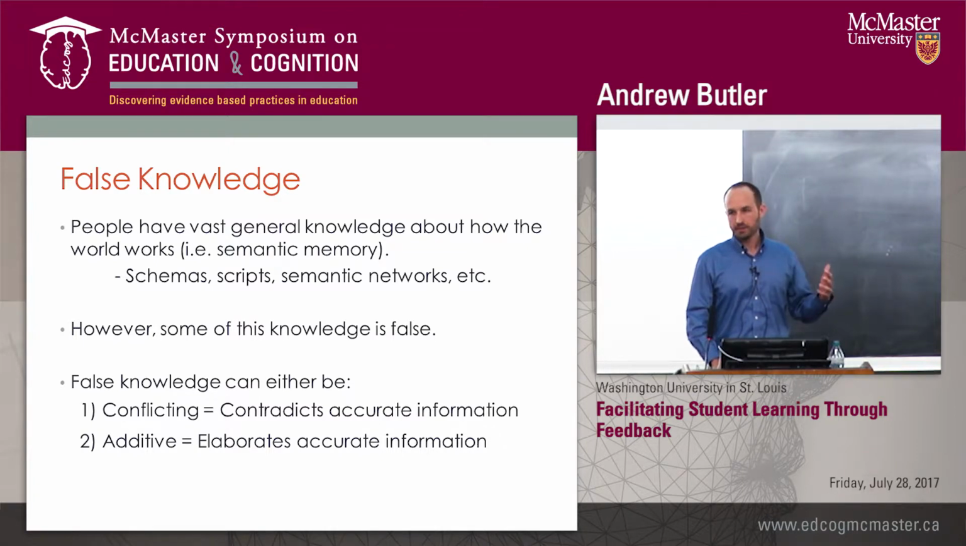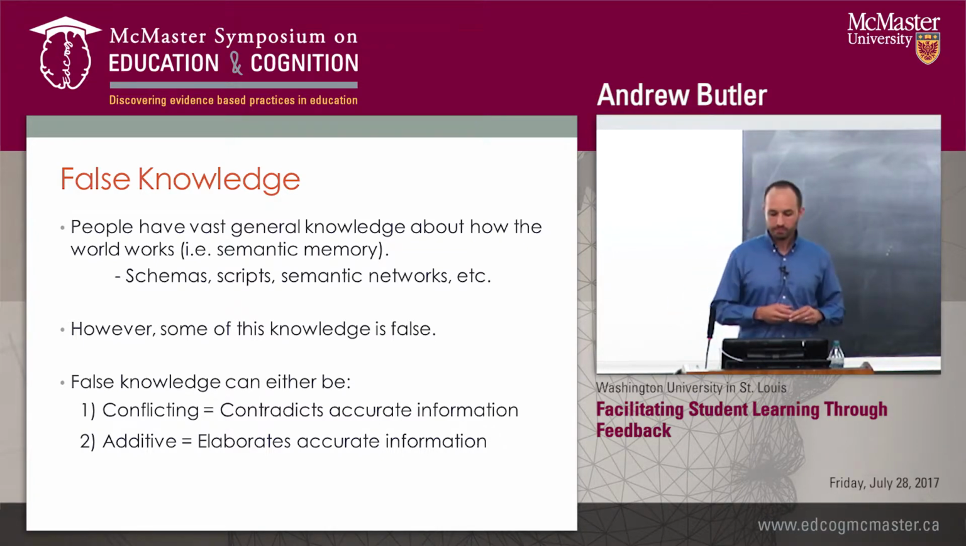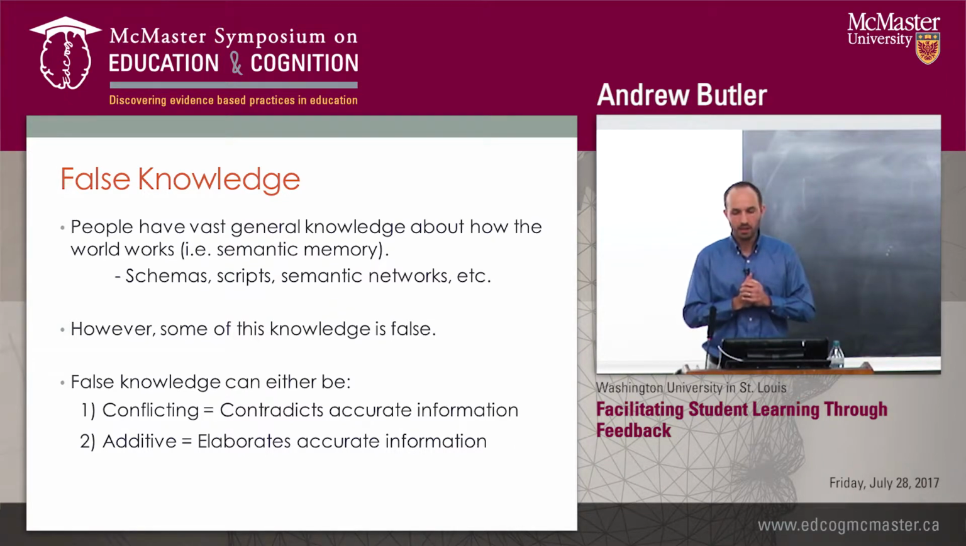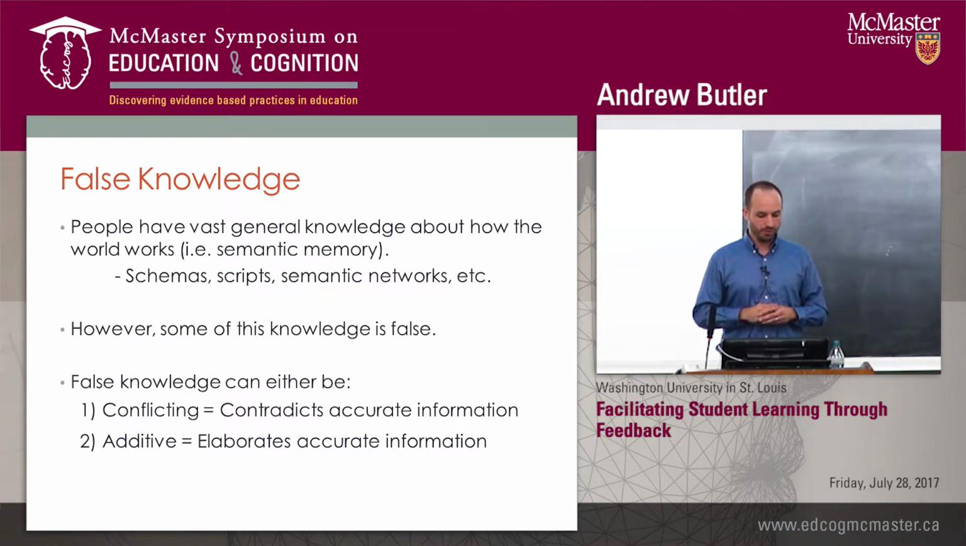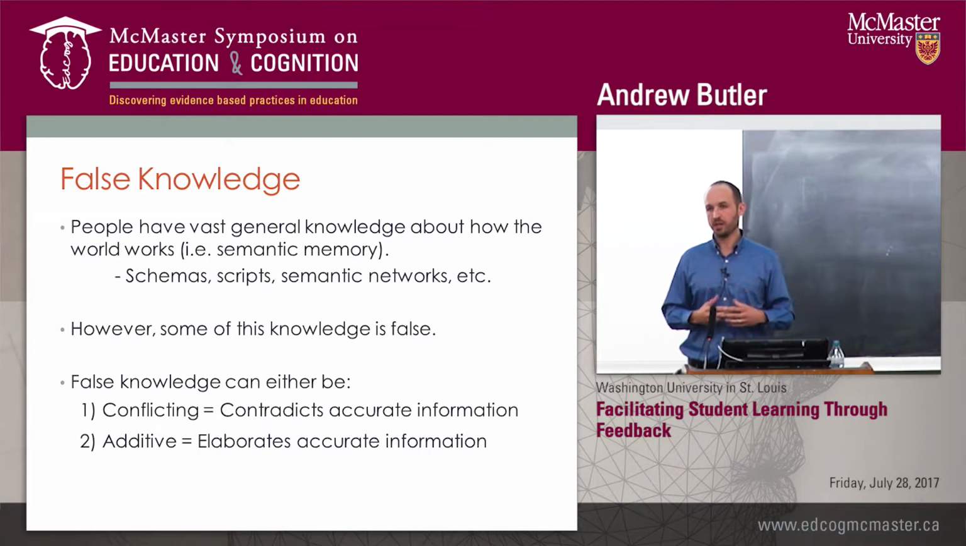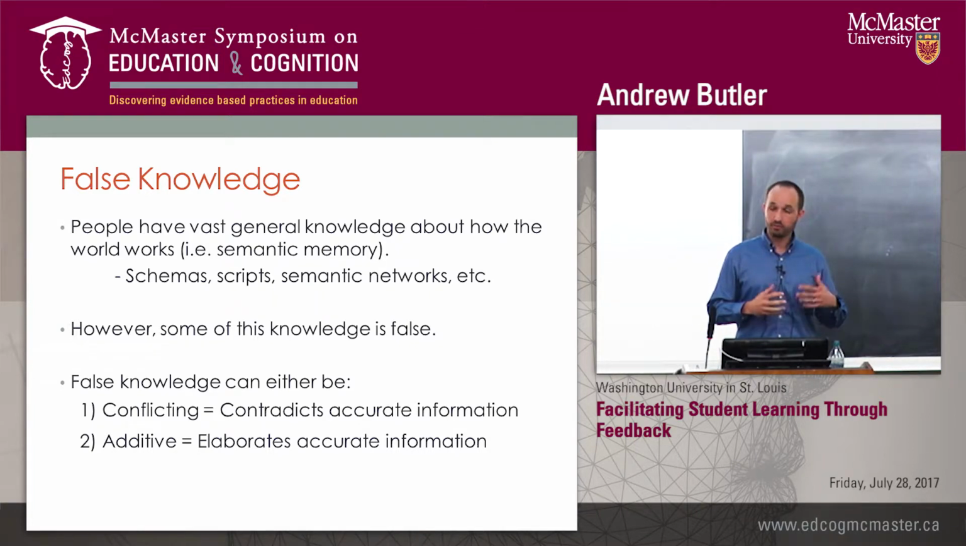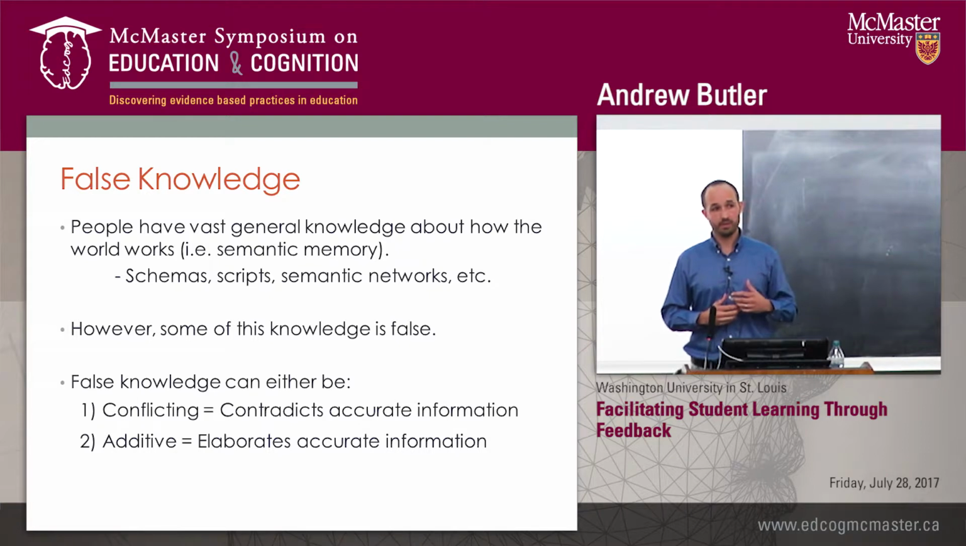We have a lot of knowledge. Everybody in this room has schemas, scripts, semantic networks, all these things that tell you about the way the world works around you. And a lot of this is accurate. The vast majority of it is accurate. But we also have false knowledge. And this false knowledge can be either conflicting, something that directly contradicts the way that the world works, or it could be additive in the sense that it kind of embellishes or elaborates on accurate information, but it's still not true.